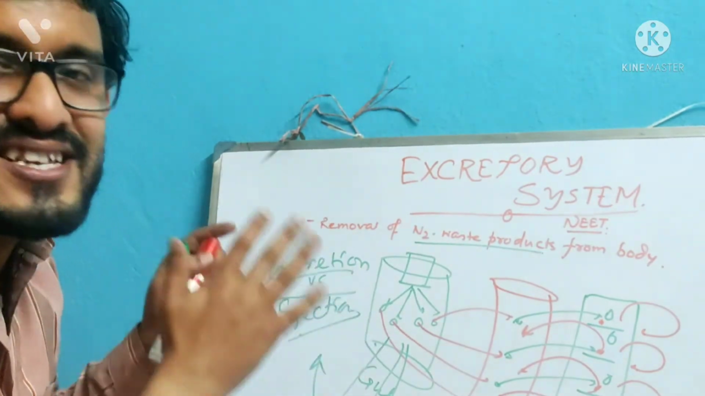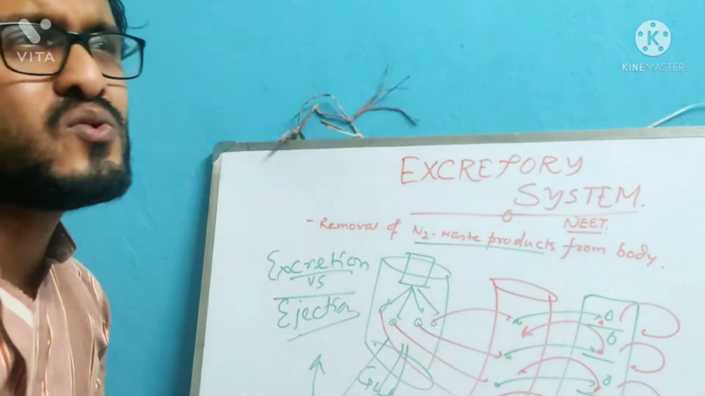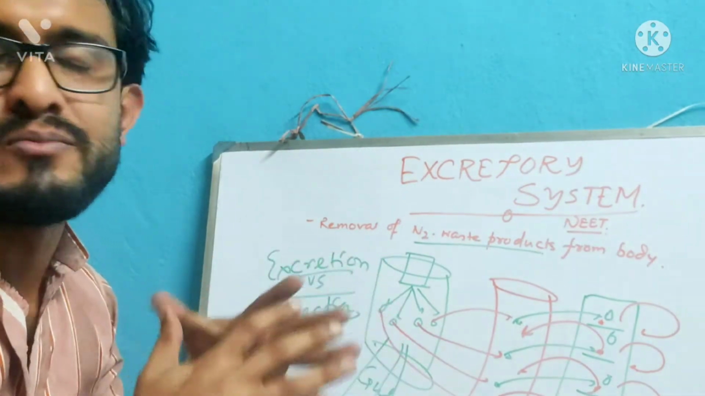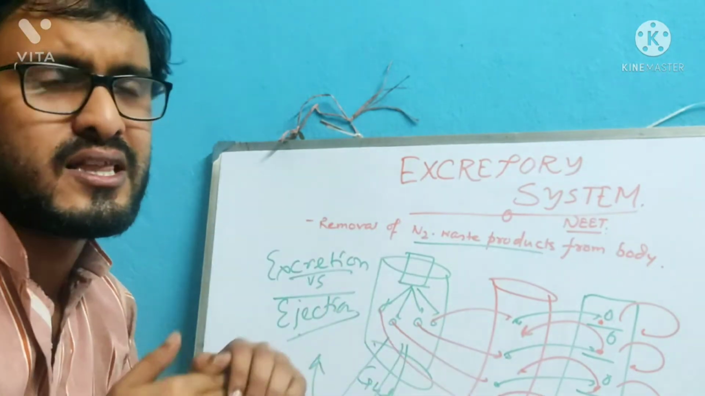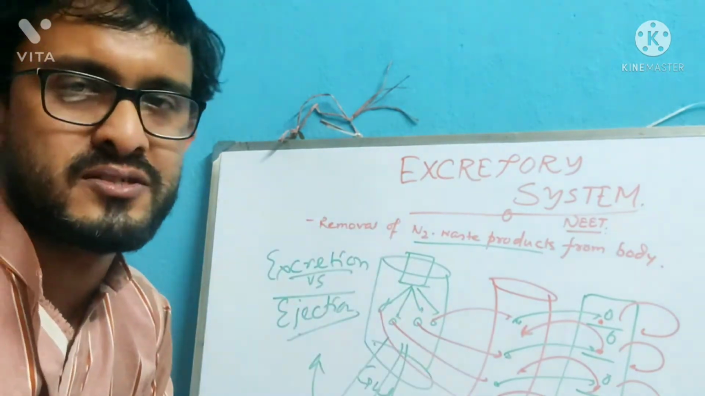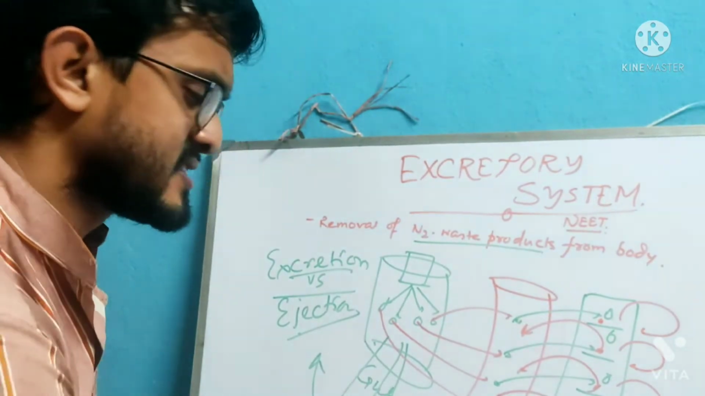So basically this is the need of our excretory system: to balance our body homeostasis in terms of water, different nitrogenous wastes, or different ions. Okay, so let's see the different excretory products.